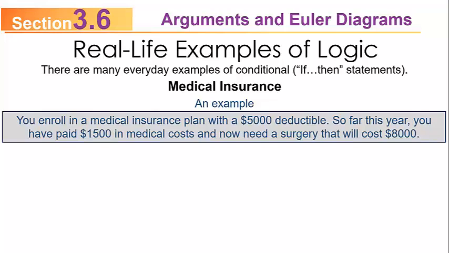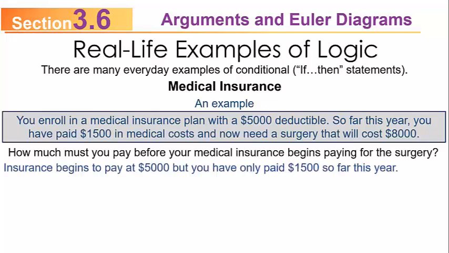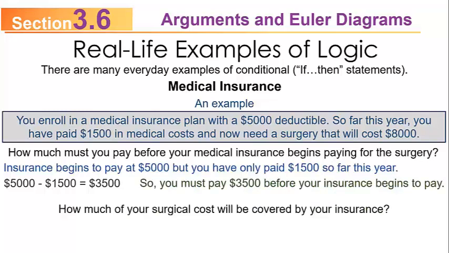An example, you enroll in a medical insurance plan with a $5,000 deductible. So far this year, you have paid $1,500 in medical costs and now need a surgery that will cost $8,000. How much must you pay before your medical insurance begins paying for the surgery? Well, think about this. Your insurance begins to pay at $5,000, but you've only paid $1,500 so far. So if you subtract, you can see that you have to pay an additional $3,500 before your insurance will kick in and begin to pay.